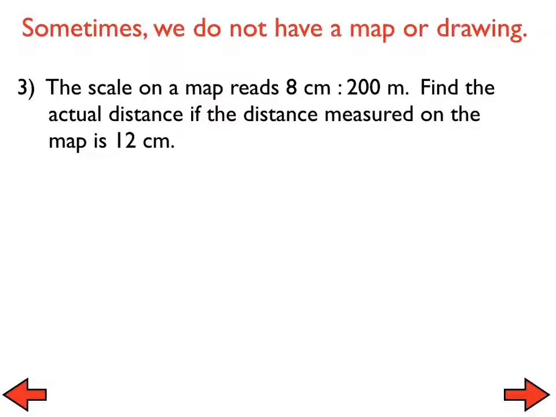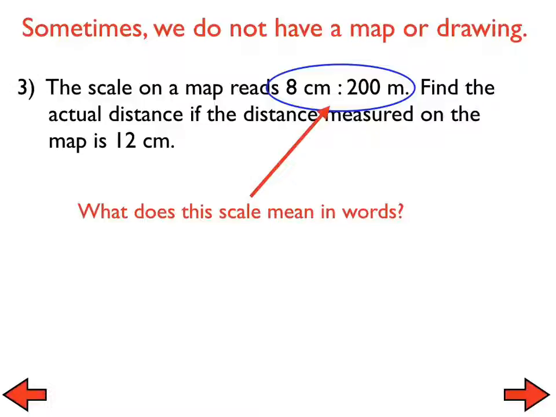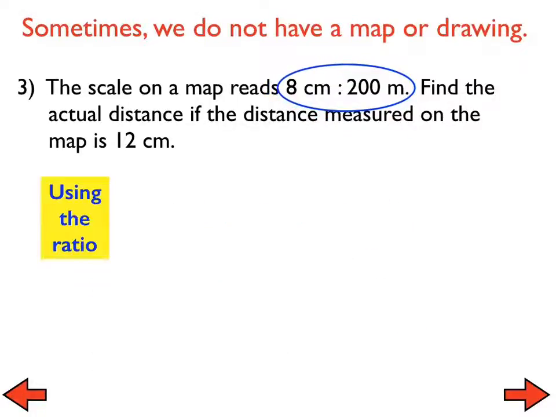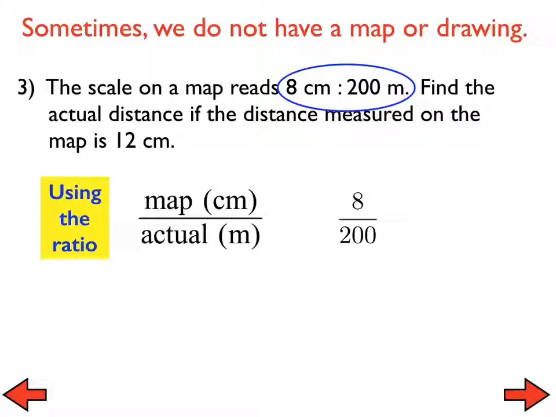You're going to start exactly the same way. First of all, what does this scale mean? Great. Go ahead and write that down so that you know what you're talking about here. And the next step is to write our scale as a ratio. 8 over 200. Since the scale they gave us says 8 centimeters first, I'm going to put 8 centimeters on top. So map over actual equals, what does the other half look like?